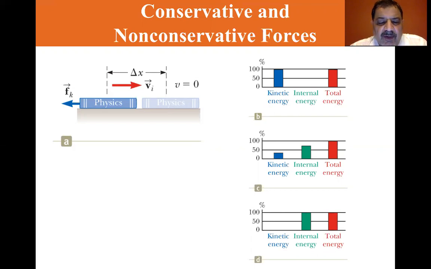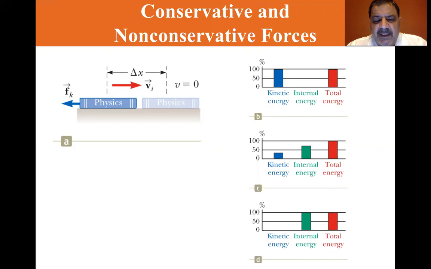Now the figures on the right are the energy bars. In figure B, the system contains kinetic energy at the instant the book is released by your hand, and it defines the reference amount of internal energy in the system as 0 at this instant. So it's all kinetic energy, 0 internal energy, and the total energy is all the kinetic energy.